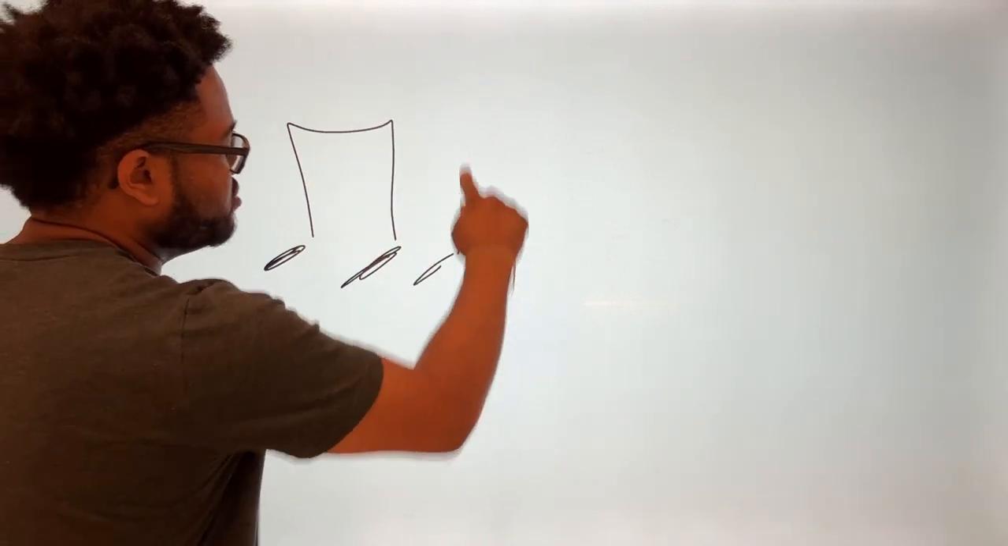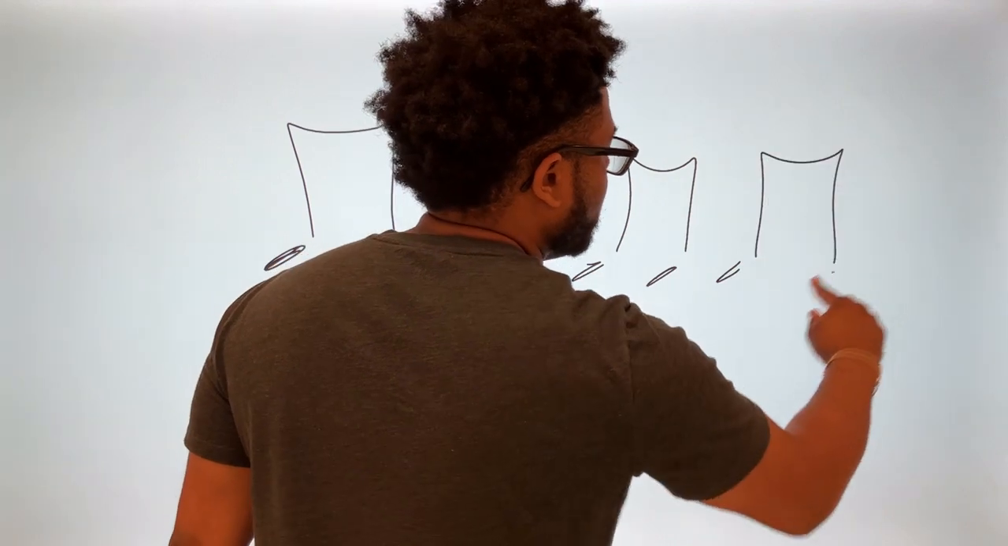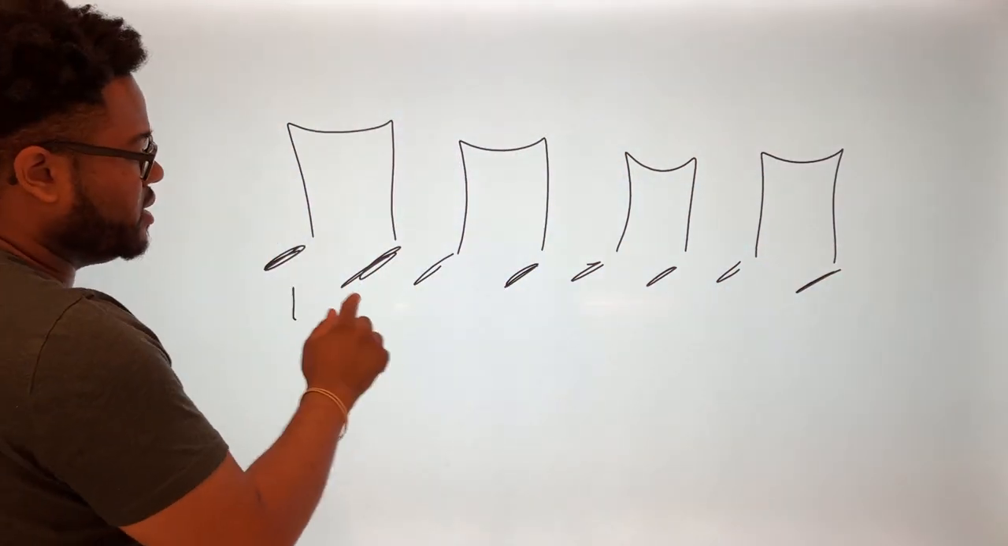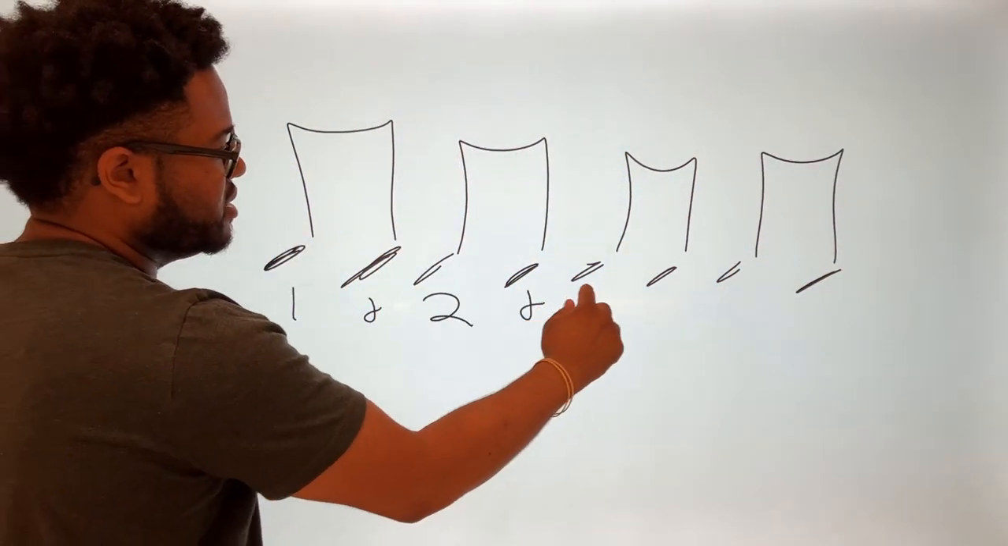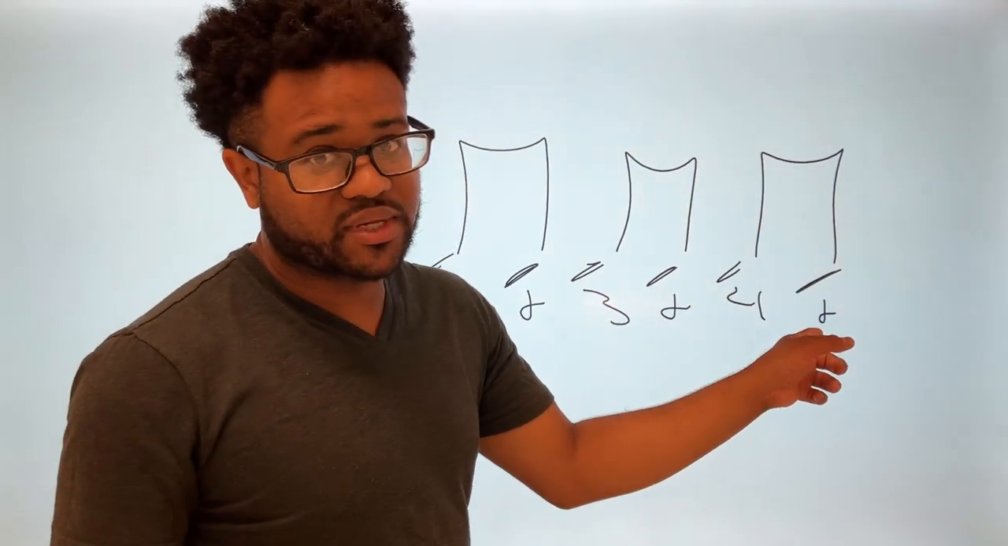I'm just going to do a full measure of 8th notes. I'm going to do 8 8th notes, okay? A full 4/4 measure of 8th notes. 1 and 2 and 3 and 4 and. All right, let's write the counts. 1 and 2 and 3 and 4 and. That's how I draw and. When you see that, that just means and.